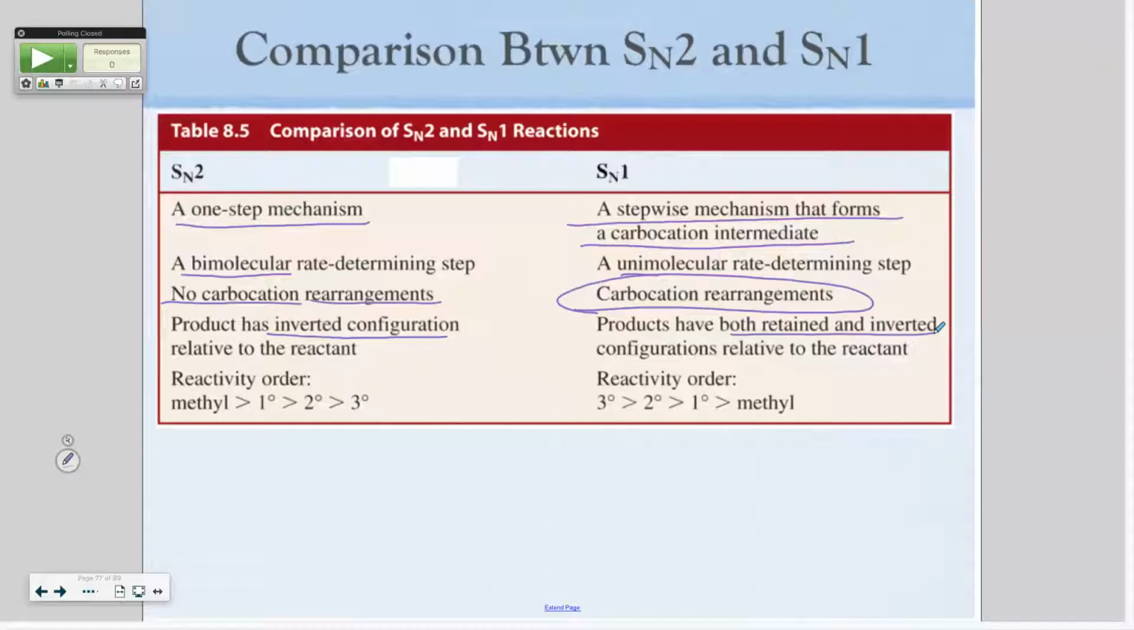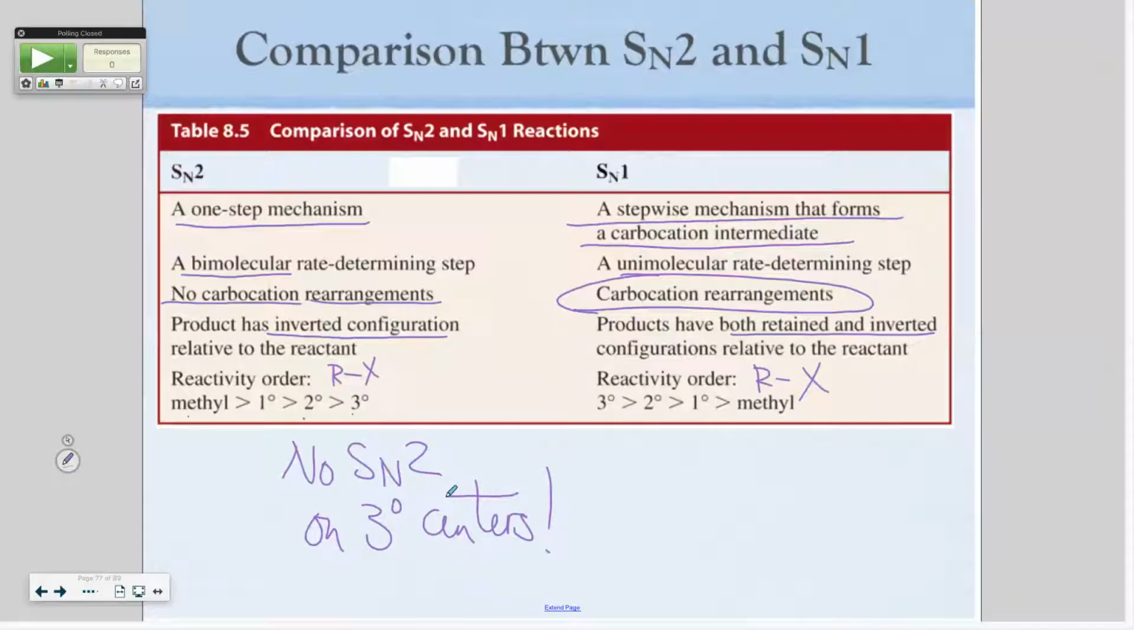Notice the reactivity order for your alkyl halide. This is for the RX, in case that's not clear. Notice it goes methyl, then primary, then secondary, then tertiary. No SN2 on tertiary centers.